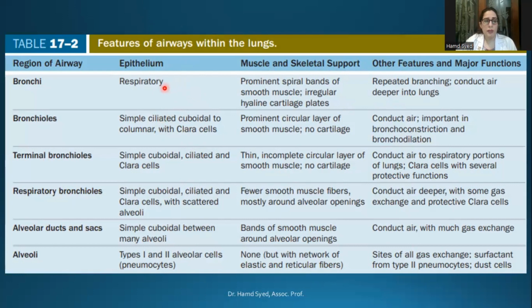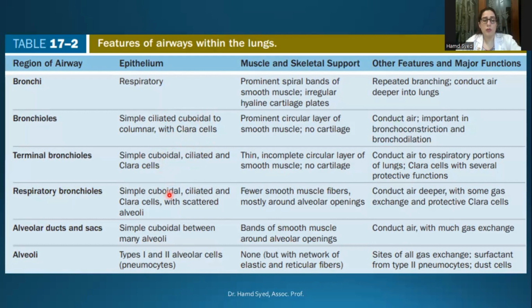We can see the epithelium in bronchi is respiratory epithelium, similar to the one in the trachea, only the height of the epithelium is decreasing. So you can see as we go further downwards in the respiratory tract, this respiratory epithelium changes from the columnar to the cuboidal one, and the goblet cells eventually become replaced by Clara cells within terminal bronchioles.